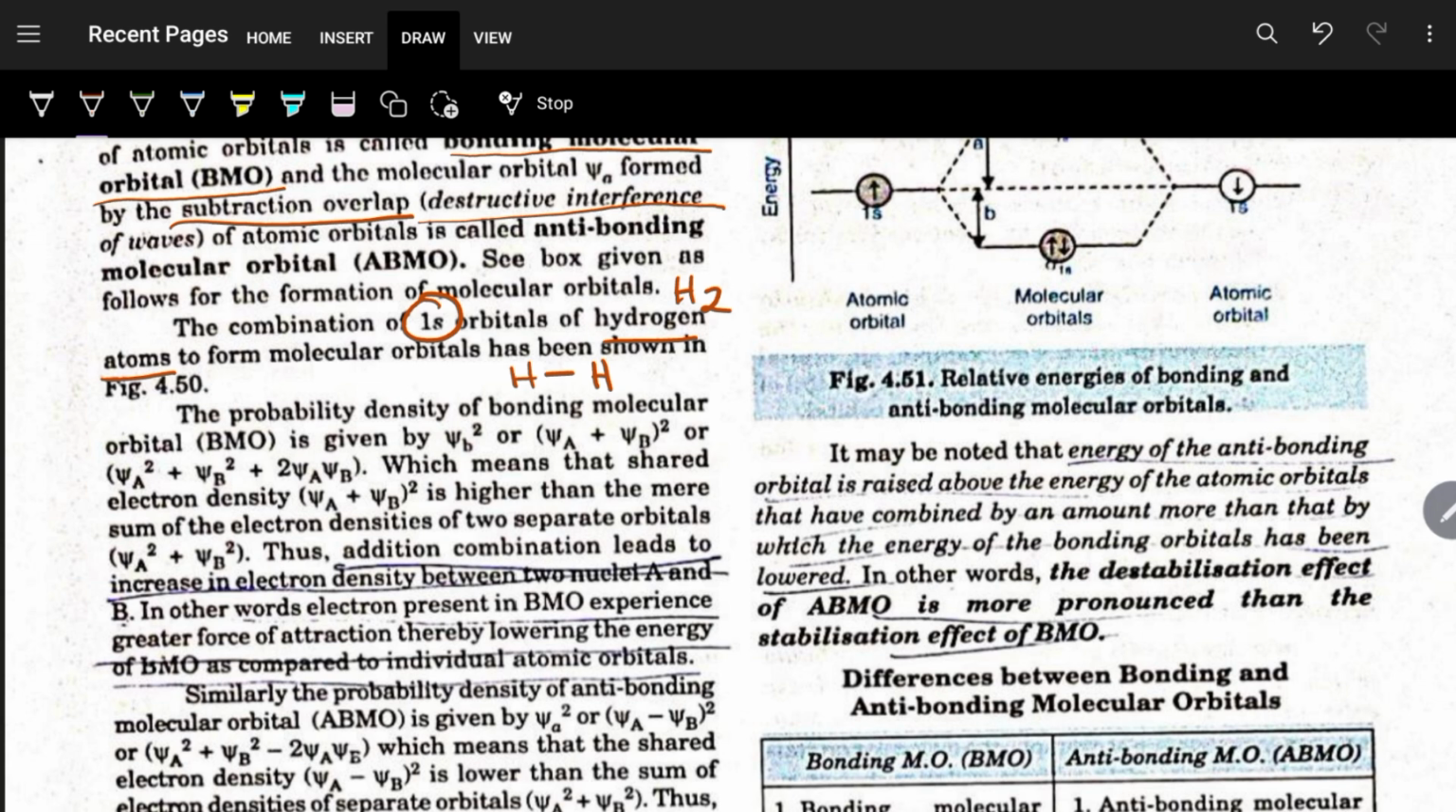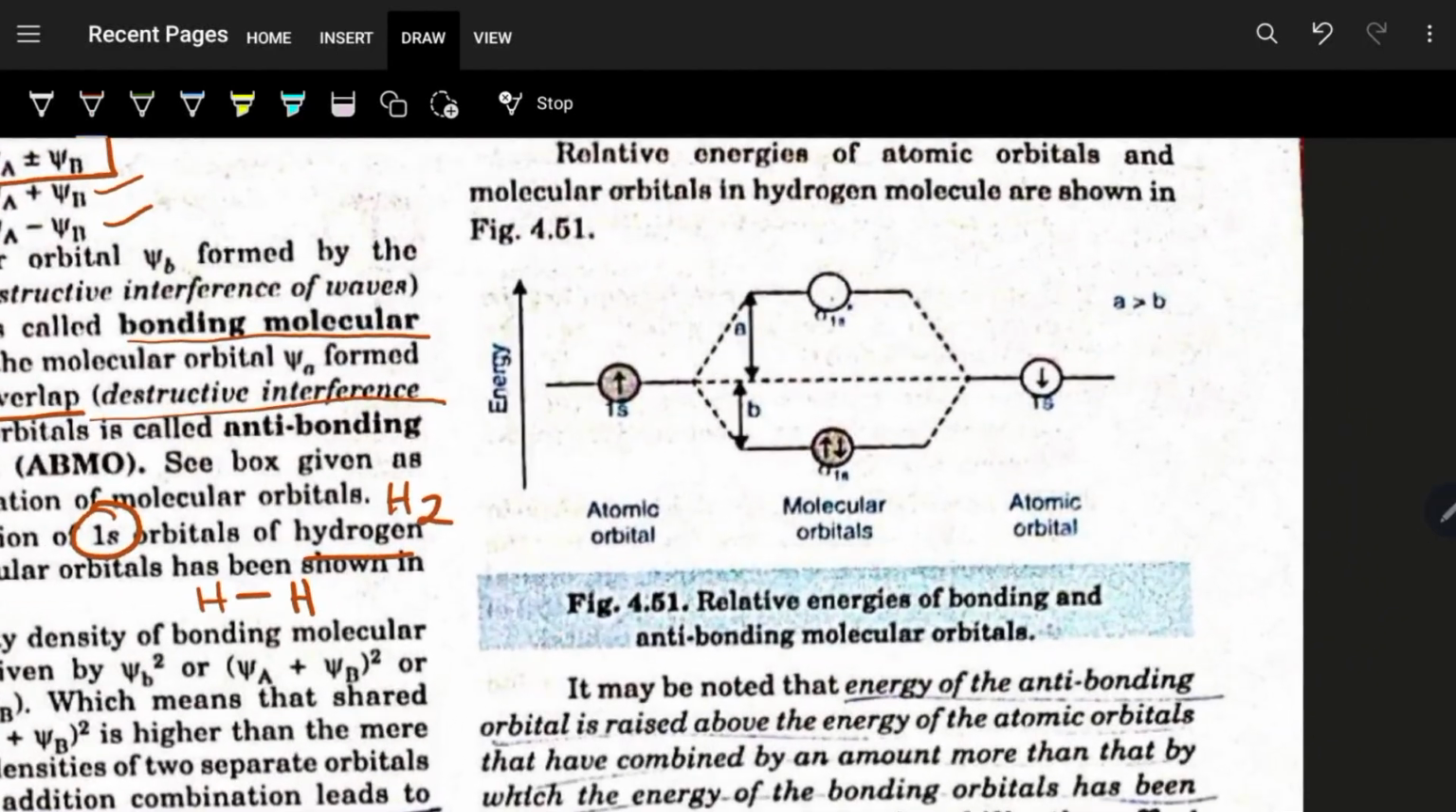So what is the interaction? Let us see here. In this diagram, the relative energy of bonding and antibonding molecular orbitals are shown. So this is the atomic orbital of hydrogen. This is again the atomic orbital of hydrogen. Now here there is one electron, here there is another electron. 1s1 configuration, we know it is for hydrogen. So how many atomic orbitals we can see? 1 plus 1, that is 2.